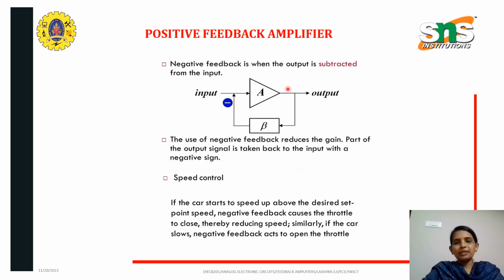And the next is negative feedback. As I told, the output here is subtracted from the input. This negative feedback is used in all kinds of amplifiers. One real-time example where negative feedback is used is the car speed control. If the car starts to speed up above the desired set speed, then the negative feedback will cause the throttle to close, reducing the speed. Similarly, if the car slows down, this negative feedback acts to open the throttle. So this is another example of negative feedback.